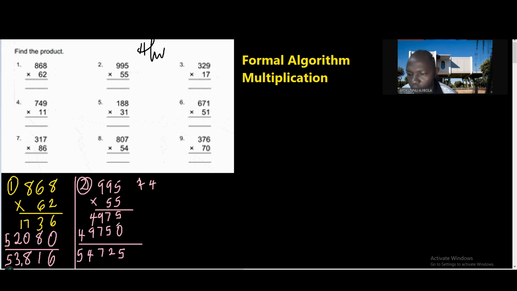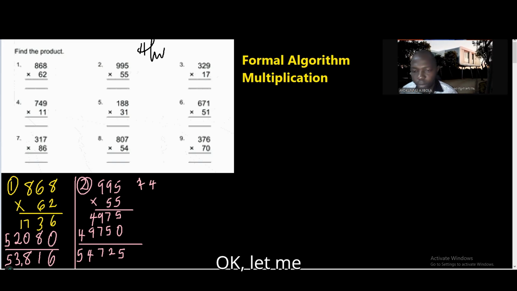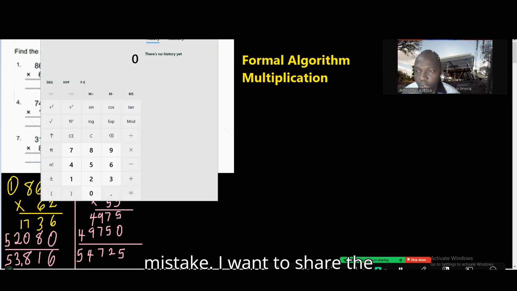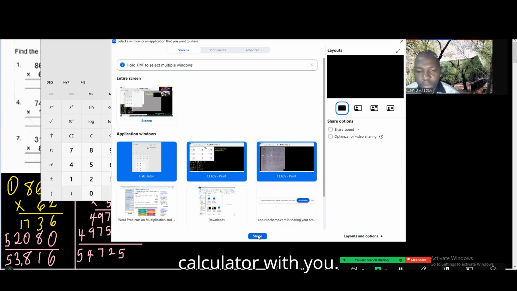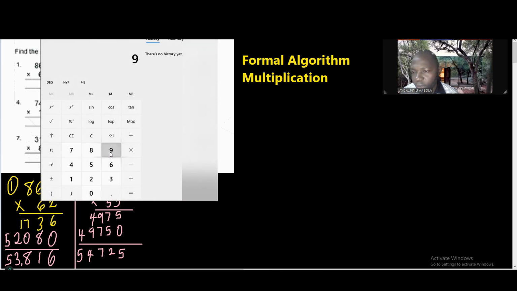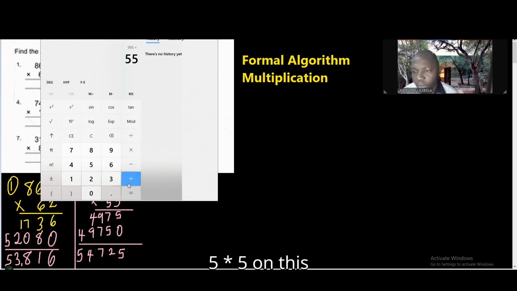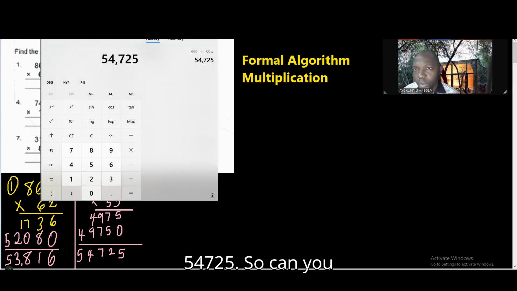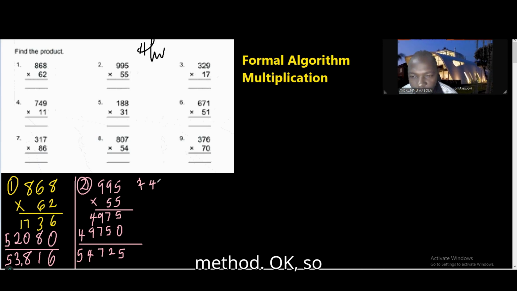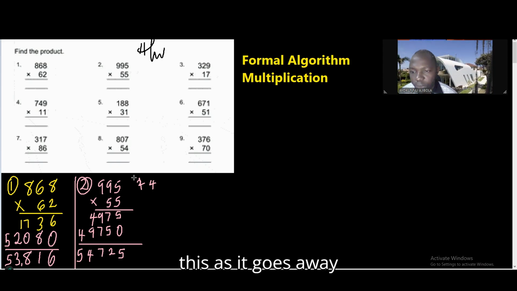Okay. Let me confirm to see that I did not make any mistake. I want to share the calculator with you. So 995 times 55 on this gives 54,725. So can you see it? Okay, so I just used that to confirm your method. So this also goes away.